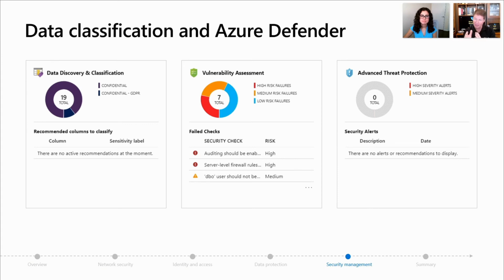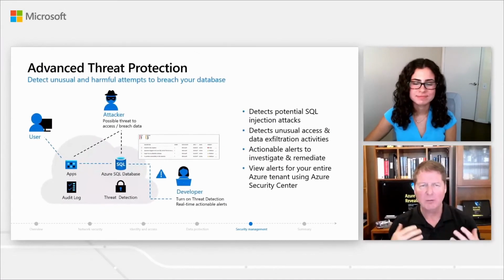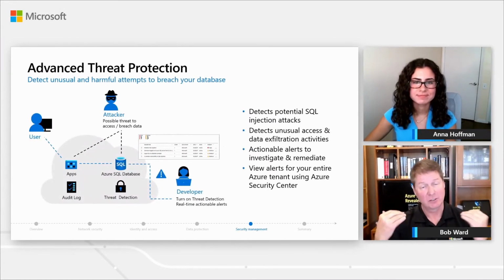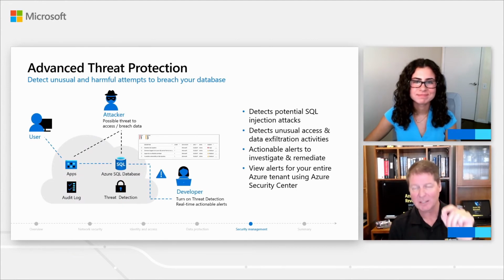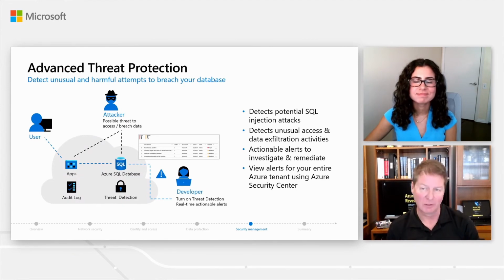And then advanced threat protection is really interesting. So Anna, let me show you a little bit in the next slide. What are you really getting out of advanced threat protection? This is really good stuff. This is us using machine learning algorithms to detect threats ahead of time in your environment. We're trying to detect potential SQL injection attacks, and we're trying to detect certain activities that may come into your environment.